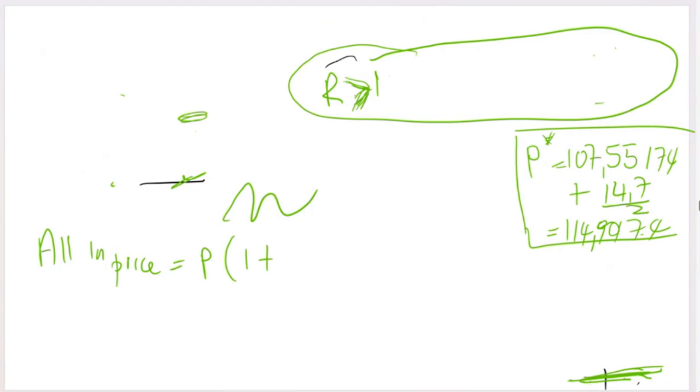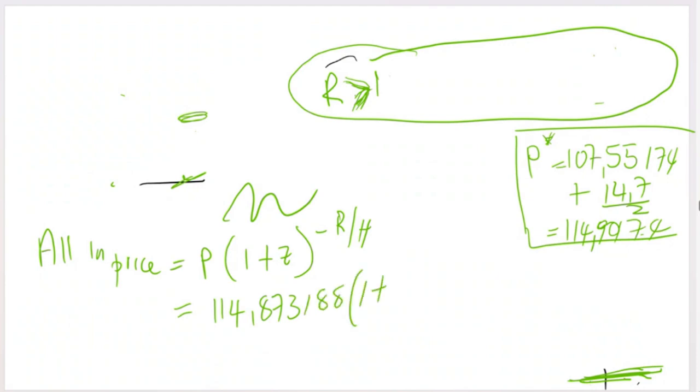Oh, 1 plus the yield, to the power minus R over H. So that's the formula for the all-in price. Your P is the P that you've added because it's cum interest. So you're going to have 114,873188 into 1 plus our Z.